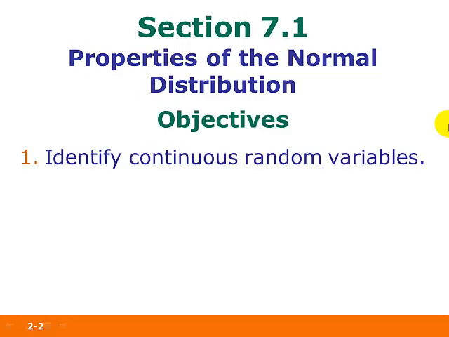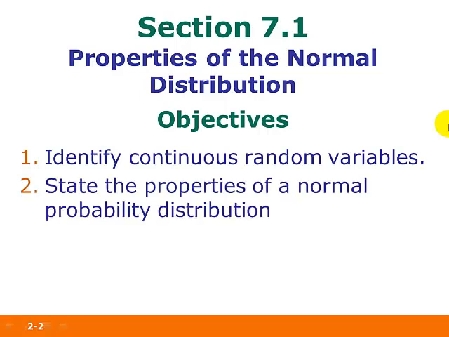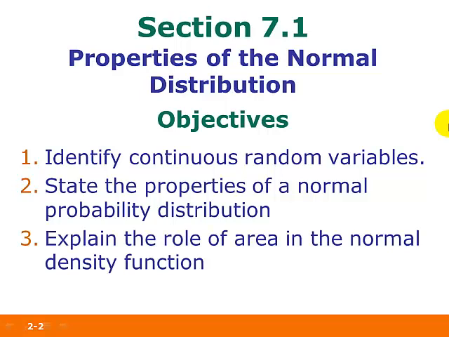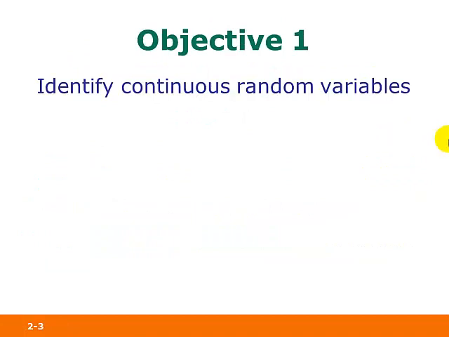The objectives in this section are: 1. Identify continuous random variables. 2. State the properties of a normal probability distribution. 3. Explain the role of area in the normal density function. So the first objective is to identify continuous random variables.